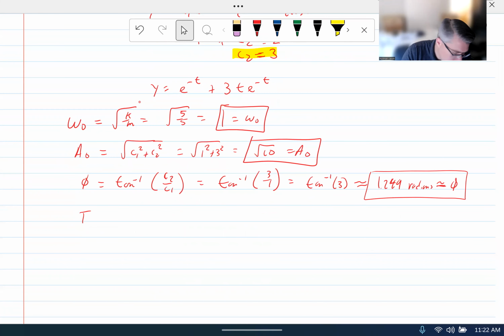And the last one, T, the period of oscillation, is just 2 pi over omega. That is just 2 pi over 1, so it's 2 pi. So the period of oscillation is 2 pi.